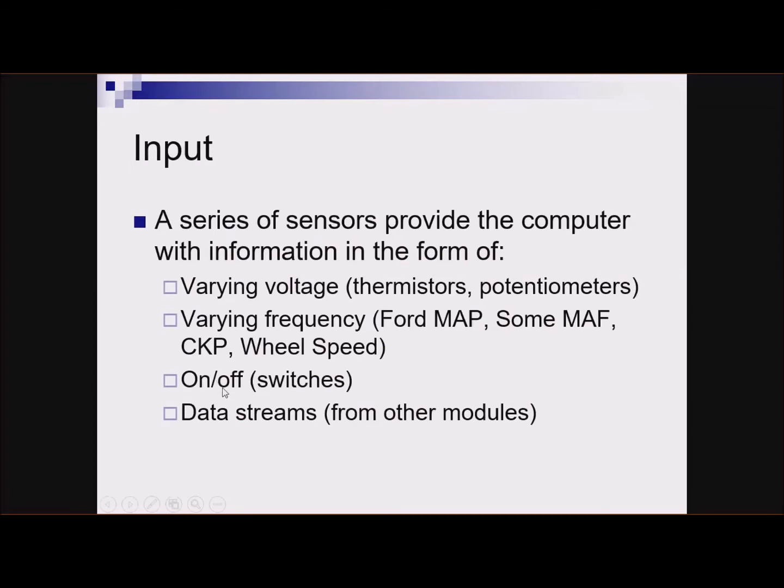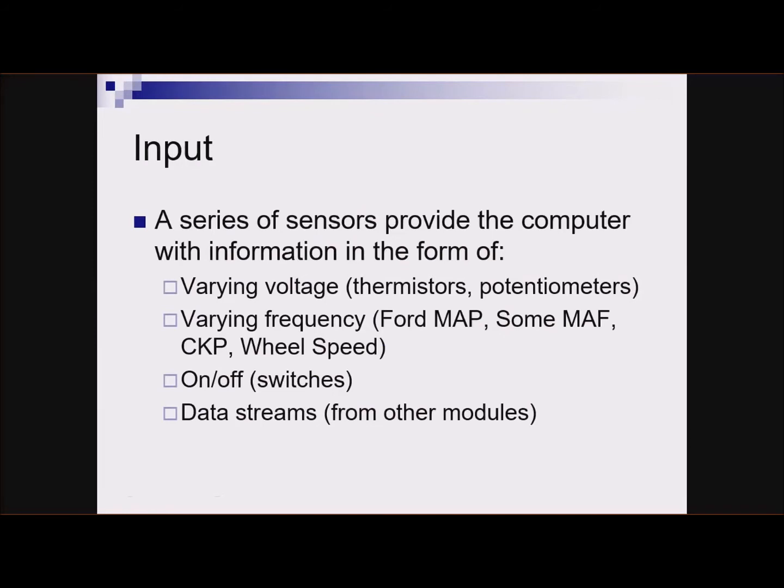Straight up on and off inputs. So voltage is there or voltage is not there. Switches, a good example of that might be your brake light switch. The computer might see no voltage on that circuit, and then all of a sudden it changes from no voltage to some voltage. It knows that the driver has stepped on the brakes.